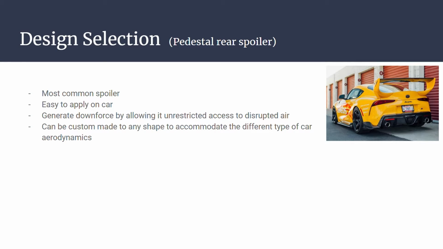This happens to be one of the most common types of spoilers to be seen on vehicles. The spoiler can be simply attached onto the rear of the vehicle using bolts and nuts to hold the spoiler in place. The main purpose of this type of spoiler is to allow the wings of the spoiler to be able to generate downforce by allowing it unrestricted access to undisturbed air. Besides that, this type of spoiler can be custom-made to any shape to accommodate different car aerodynamics.